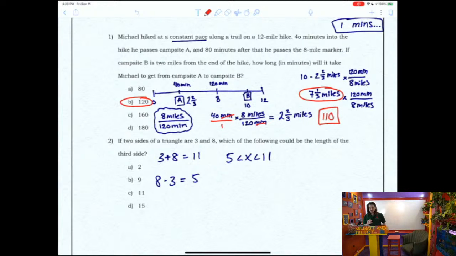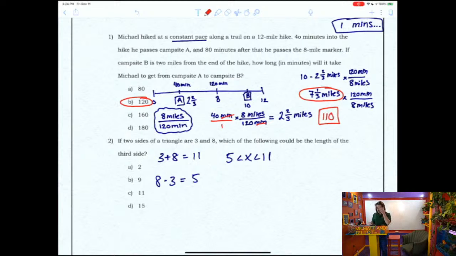Number 2 involves the Pythagorean inequalities. A lot of students are familiar with the Pythagorean theorem, but the Pythagorean theorem can only be used with right triangles. The Pythagorean inequalities can be used with any triangle, and they describe the minimum and maximum possibilities of any potential third side length in a triangle.